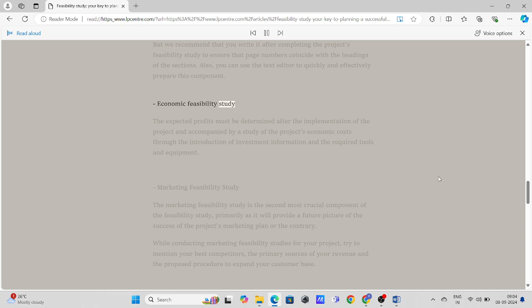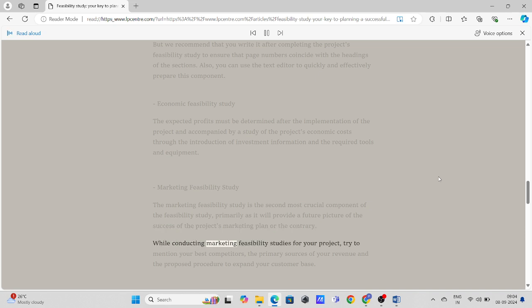Economic feasibility study. The expected profits must be determined after the implementation of the project and accompanied by a study of the project's economic costs through the introduction of investment information and the required tools and equipment. Marketing feasibility study. The marketing feasibility study is the second most crucial component of the feasibility study, primarily as it will provide a future picture of the success of the project's marketing plan or the contrary.